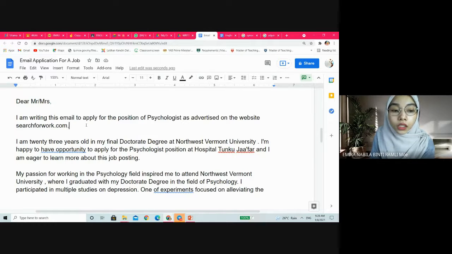Website tak ada masalah. Okay, now we see a blue underline kat bawah ni. I am 23 years old in my final doctorate degree at Northwest Vermont University. I'm happy to... Okay, siapa nak tolong? Who would like to help? What's the problem here? Again, masalahnya adalah article. Article ada 3, a and the. What do we put there?